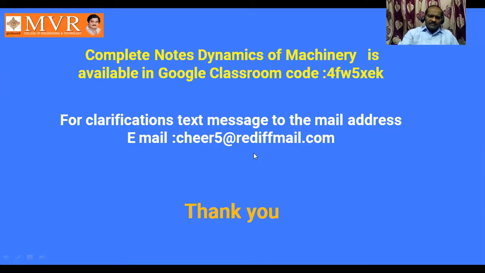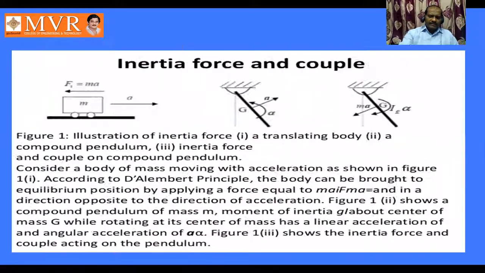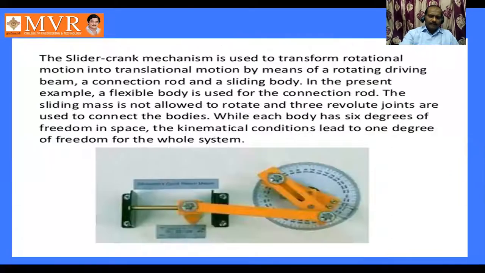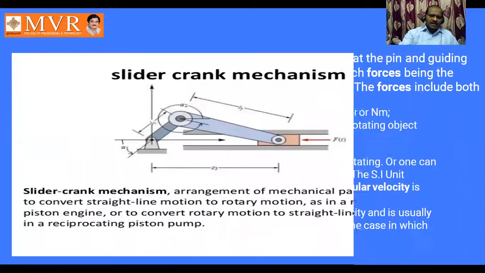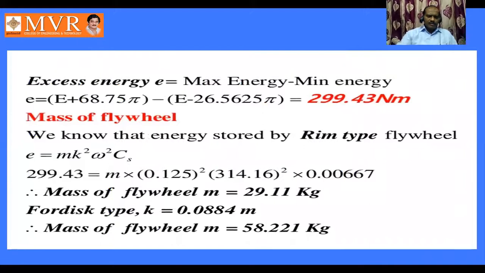So let us observe this one. The formula I have given is for calculating this. You understand the cylinder crank mechanism? One example. So E is equal to m k square into omega square into Cs. By using this relation, we can calculate.